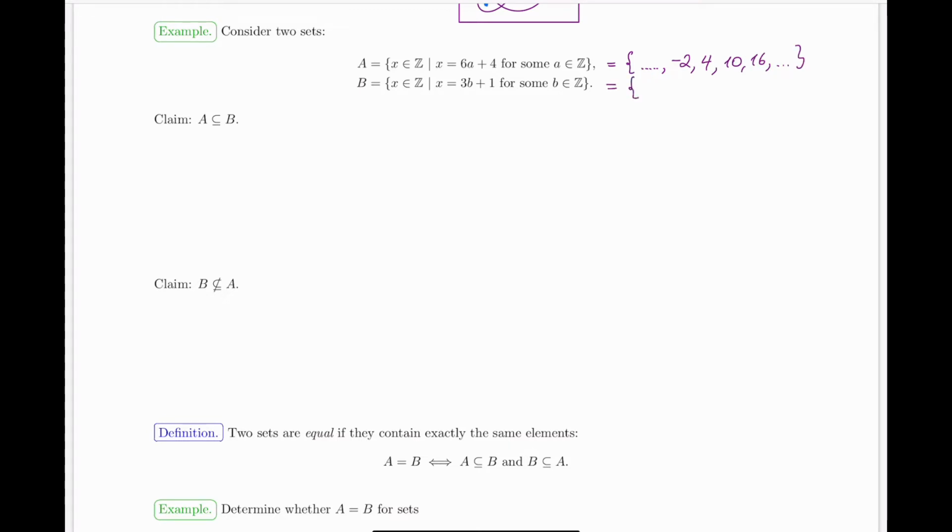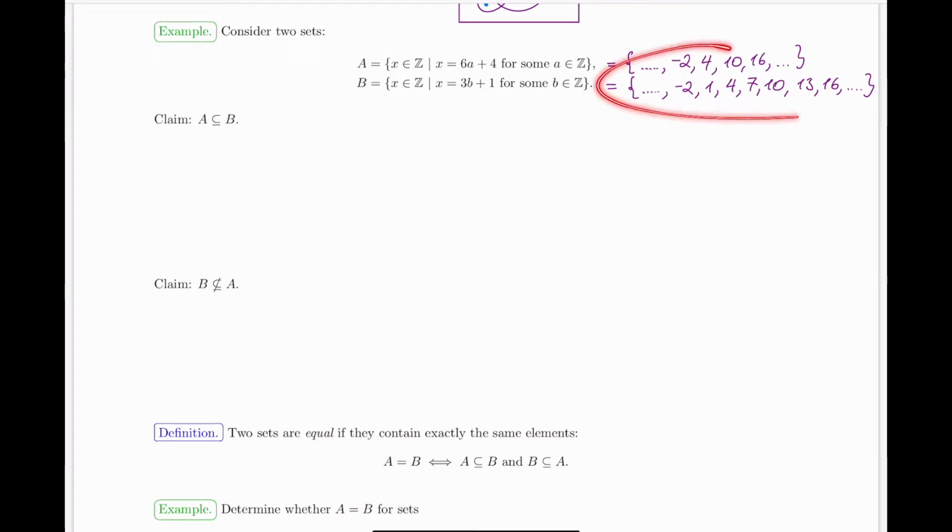I'm going to go through a similar procedure to get a grip on some of the elements of set B. Notice that I'm putting dots in front and dots at the end because I know that what I'm listing is just some sort of middle chunk. If I plug in, let's say, negative 1 for b, minus 3 plus 1 is minus 2. If I plug in 0, I'm going to get 1. If I plug in a 2, I'm going to get 7, 10, 13, 16, and it keeps going.